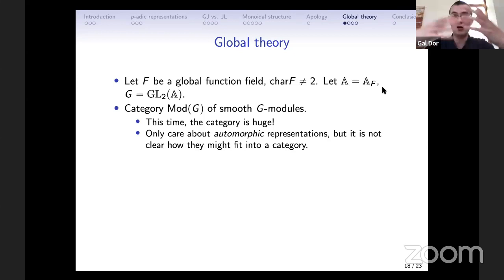Now, you can ask me, Gal, why don't you just study the category of automorphic representations? And the answer is that it's not really clear how to define that. You can say that an irreducible representation is automorphic. That's something that makes sense. You ask if it's a subquotient of a space of functions on the automorphic quotient, but that's really something that only makes sense for irreducible representations. It doesn't make any kind of sense more generally. So it's not really clear how these automorphic representations might fit into a category.